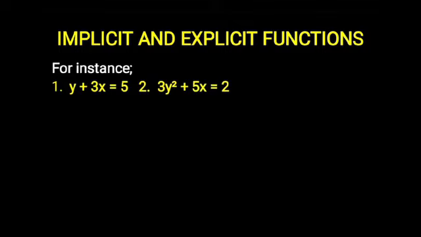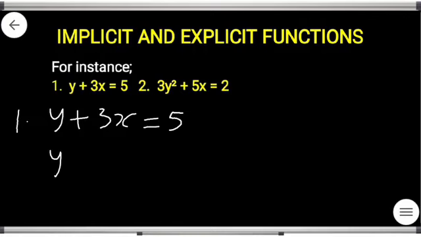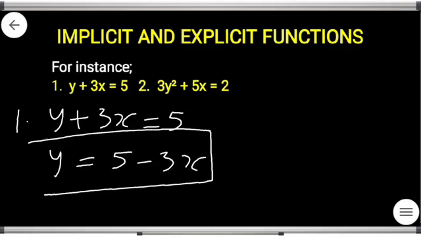Now let's express the following equations as explicit functions, where y will be an explicit function of x, which means y will be the subject. Number 1, y plus 3x is equal to 5. By subtracting 3x from both sides, we have y is equal to 5 minus 3x. This shows that y has become an explicit function of x.